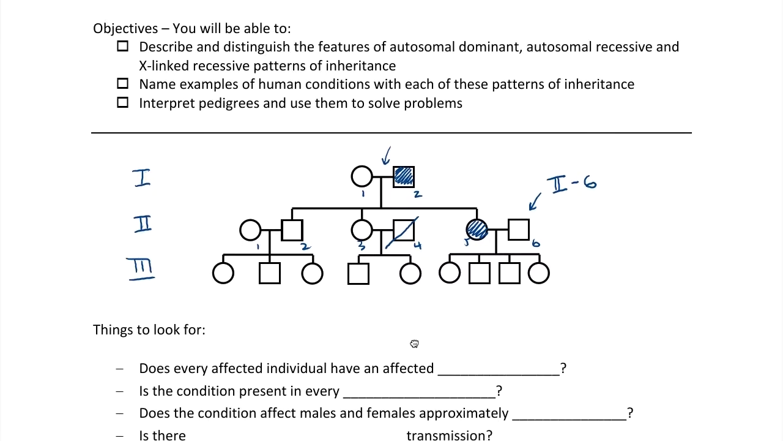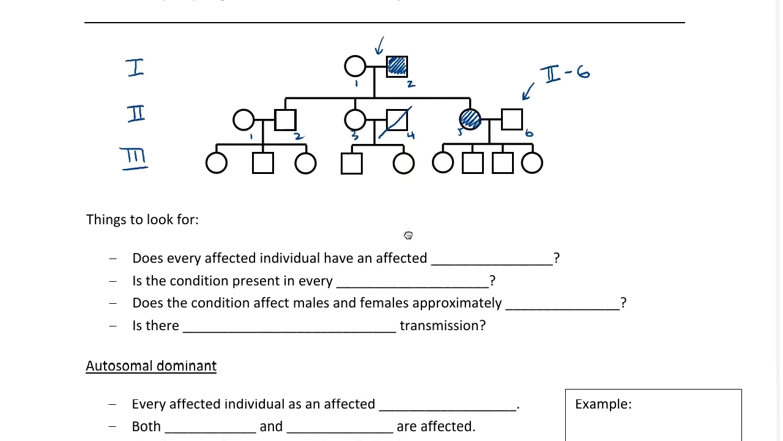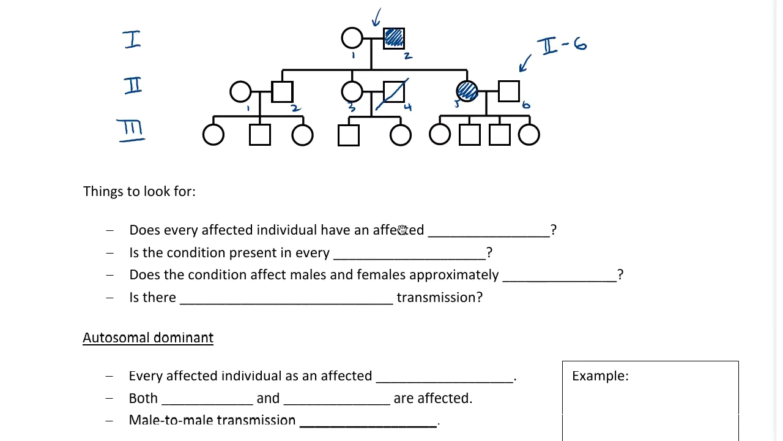We're going to look at 3 different patterns of inheritance: autosomal dominant, autosomal recessive, and X-linked recessive. And as we look at them, you'll notice the things to look for in a pedigree to figure out which of the 3 it is. Ask yourself, does every affected individual have an affected parent? That's going to give us a clue.